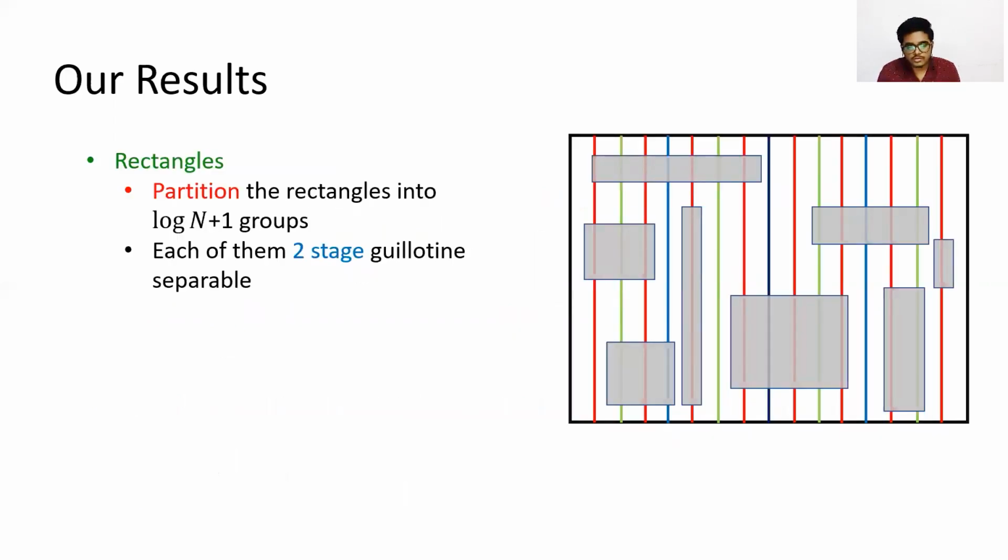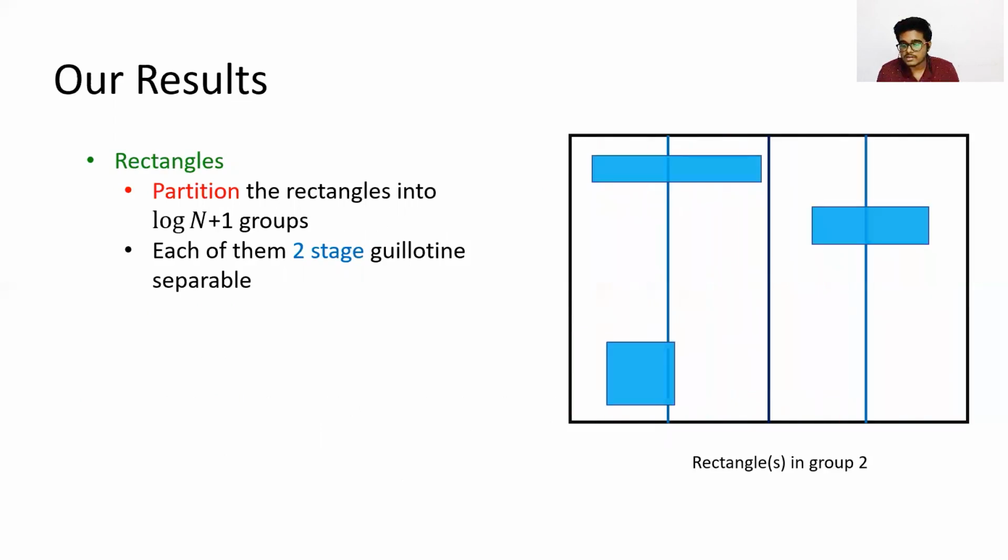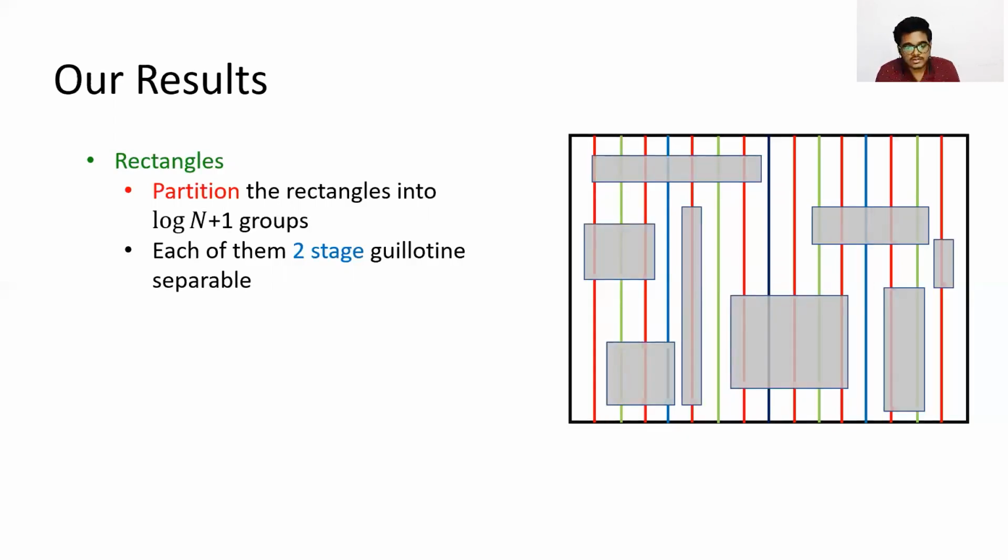So briefly, what is the idea of 1/(log n + 1)? We divide the rectangles into log n + 1 groups, each of them guillotine separable. As you can see, these colored lines, the middle line is called the pole of level 0, and the rectangles intersecting it belong to level 0. And these three rectangles belong to level 1. Briefly, you can see why we can extract a 1/(log n + 1) fraction of the rectangles.